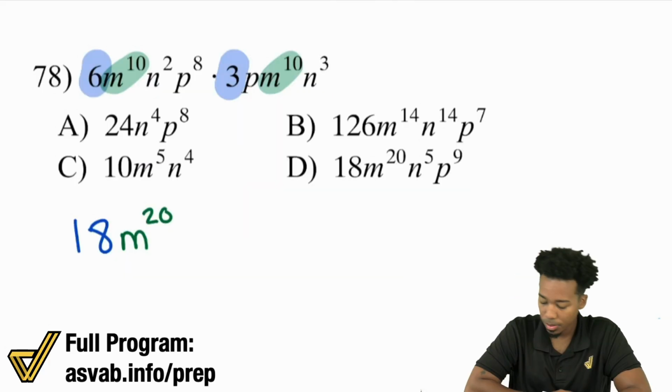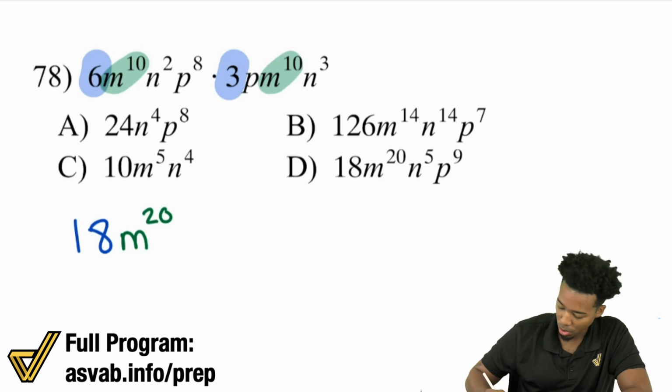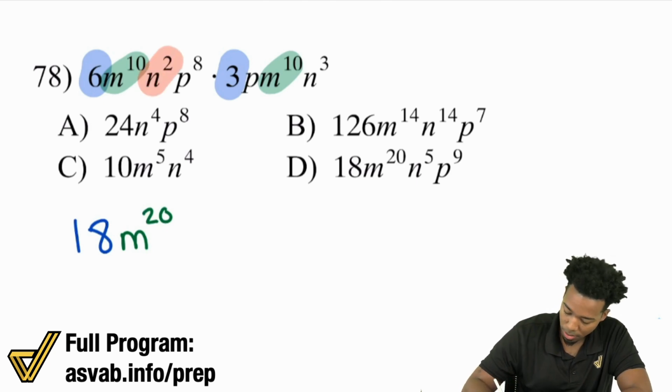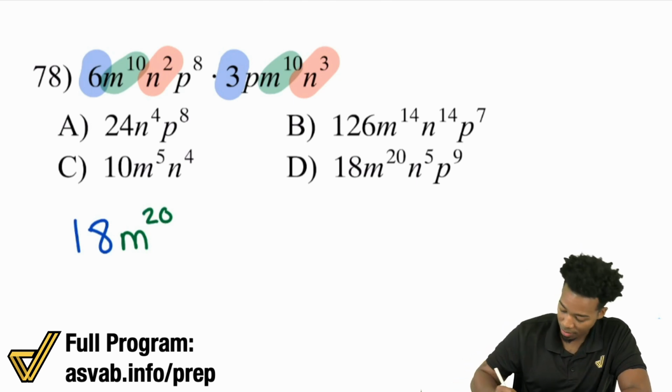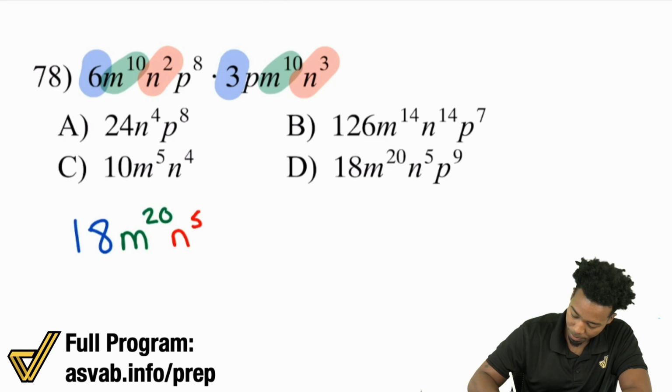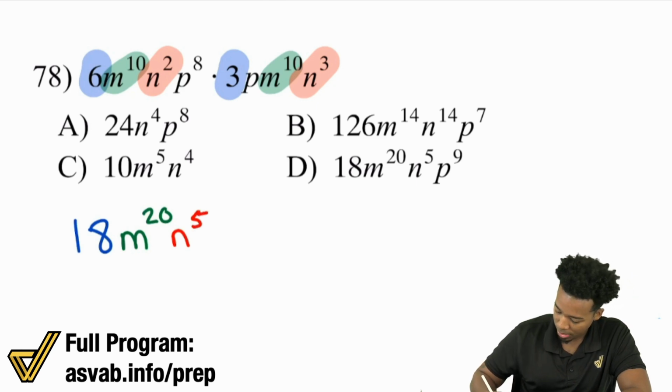From there, alphabetically, we'll go to n. We have n squared, n cubed. So you have the same base. We can apply the rule. 2 plus 3 is 5, so we have n to the power of 5. And then lastly, what I see here is we have, I'll use purple, p to the power of 8, and then we simply have a p there.